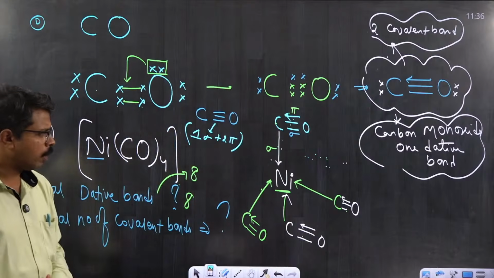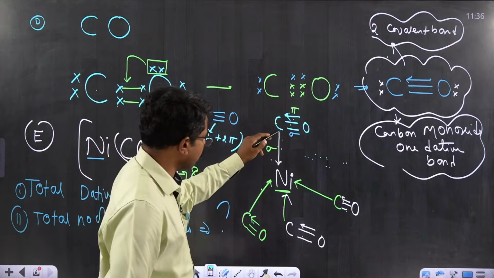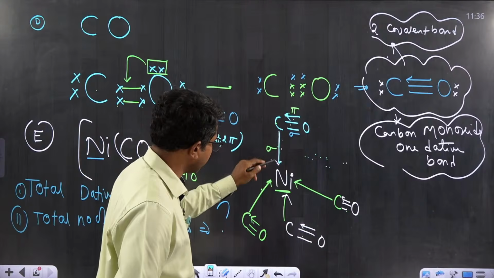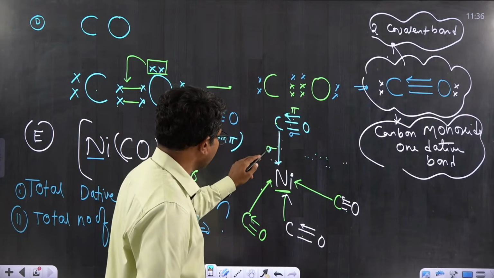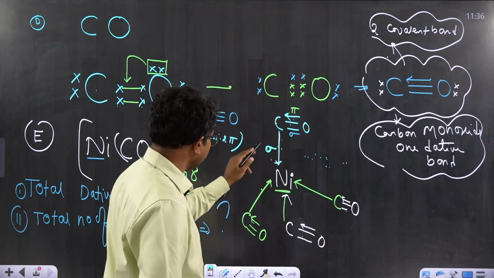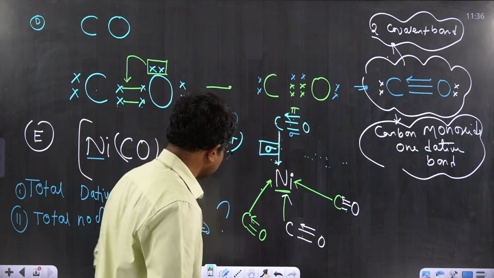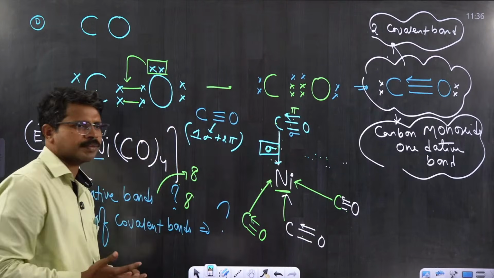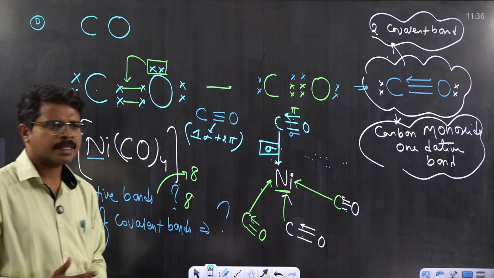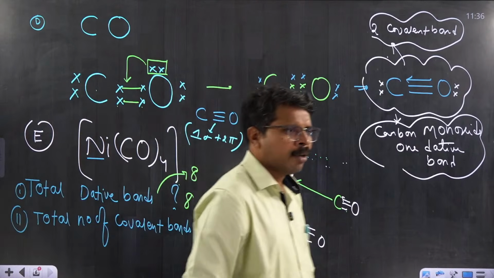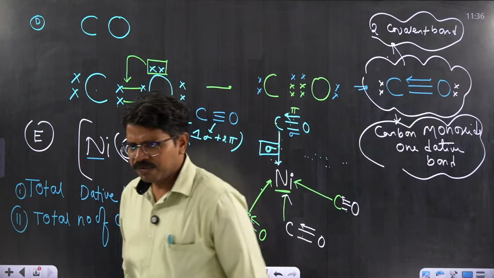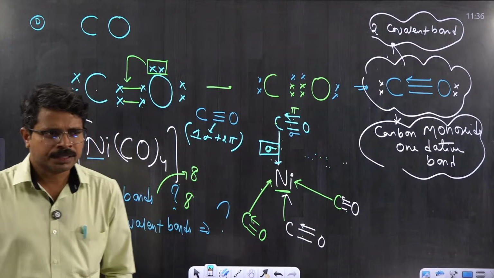Now if you consider the bonding between carbon and the nickel, this bond could be a dative bond, but this bond is considered as a sigma bond because the first bond which is formed between any 2 atoms is a sigma bond. Okay, students, I think no confusions, right?